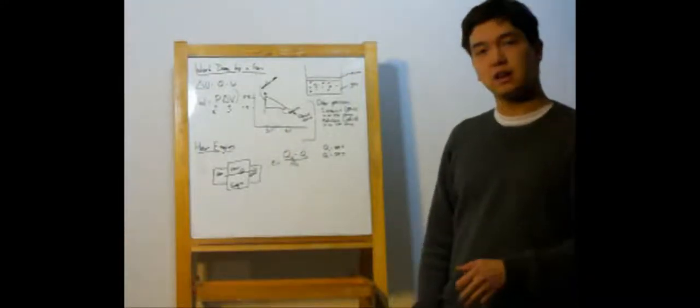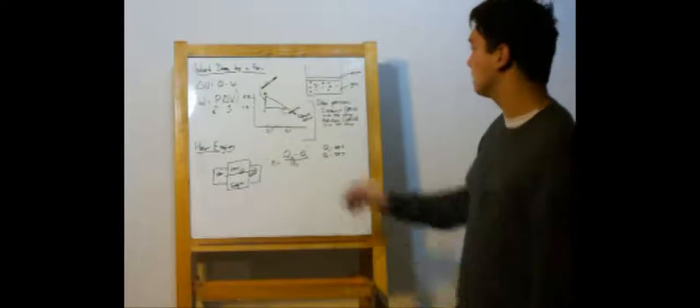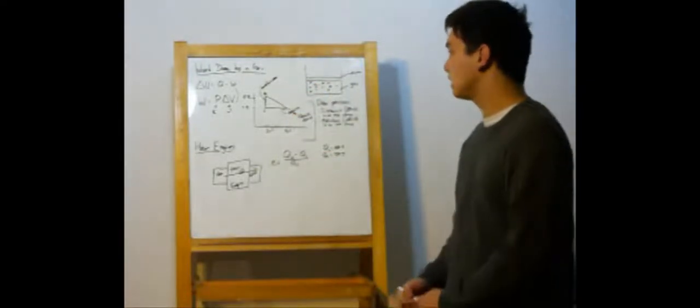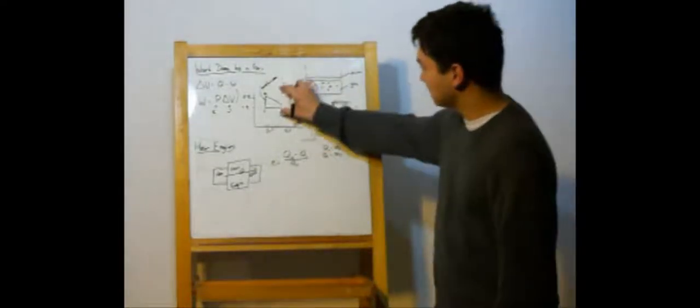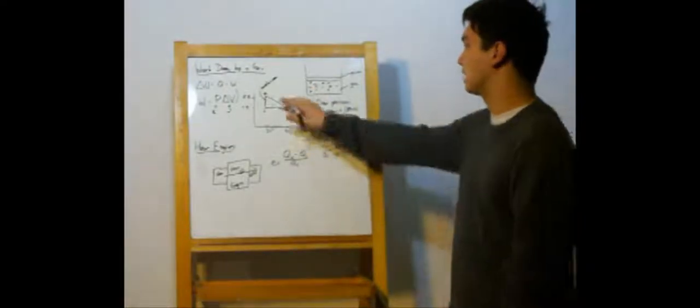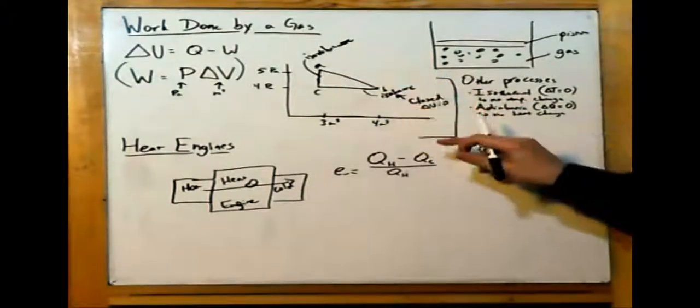So how do we calculate it? Well, in general, to calculate the work being done, just take the area underneath whatever line. So if we want to find the total work done by this entire thing, then we would have to take the area under A to B and also the area under C to B.